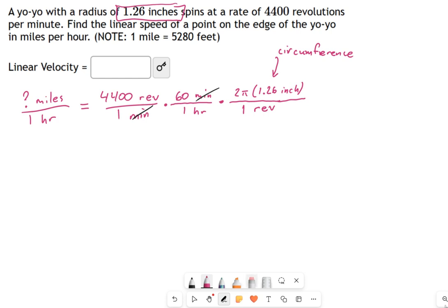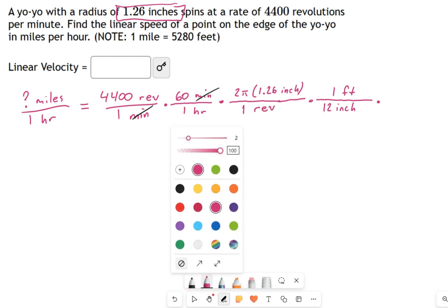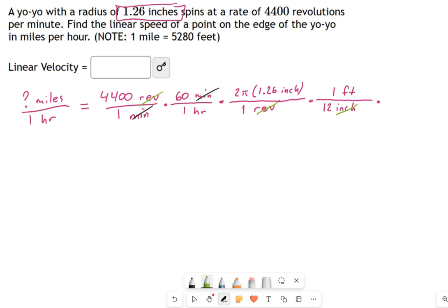Great. Only problem is now it's in inches, and I want this thing to be in miles. So a couple more steps are needed here. It's going to be times something with inches on the bottom. Okay, I'm going to say 12 inches on the bottom and 1 foot on the top. All right, so that turns this thing into, if we're going to follow along here, see, that's going to cancel out my revolutions right here. Okay, revolutions are gone.